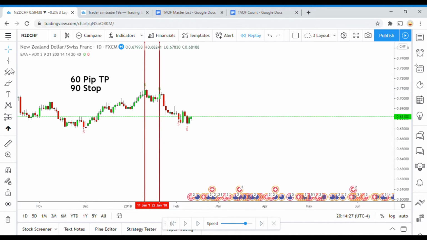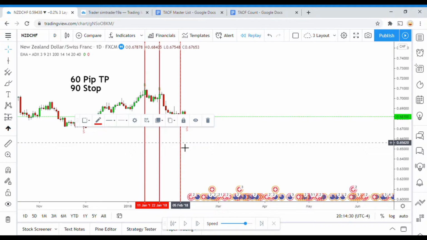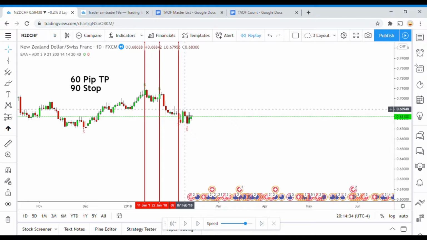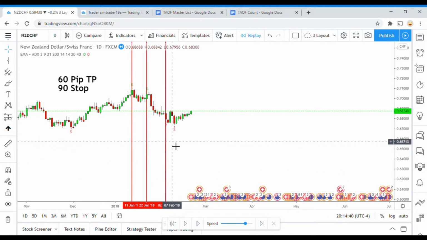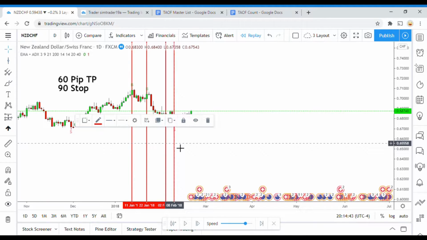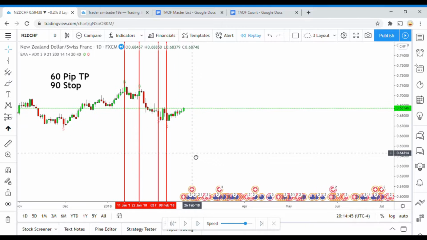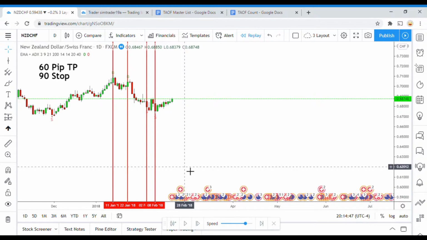Let's see what this one is doing. Looks like it did the same thing right there, where it gave us a short signal, but then jumped right up, stopped us out on the long side, and another right there. Yeah, not looking too good to start with this indicator.